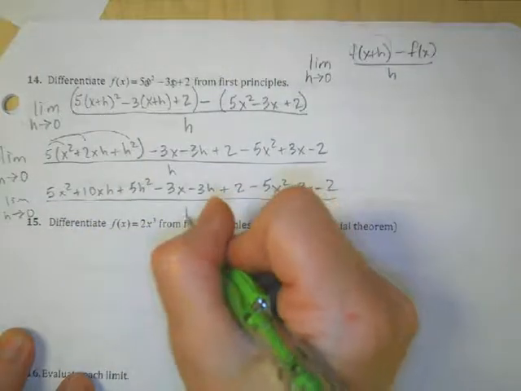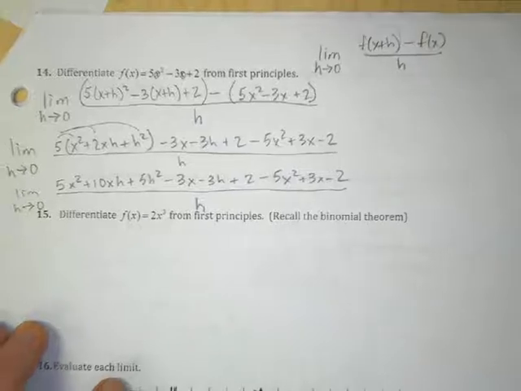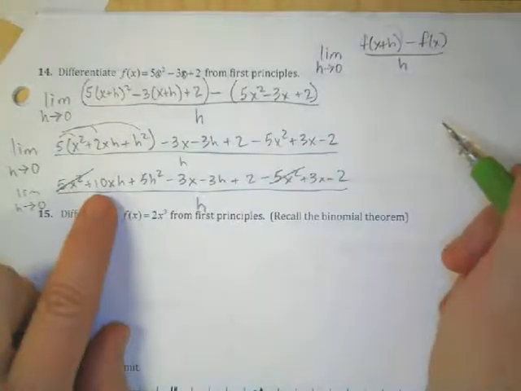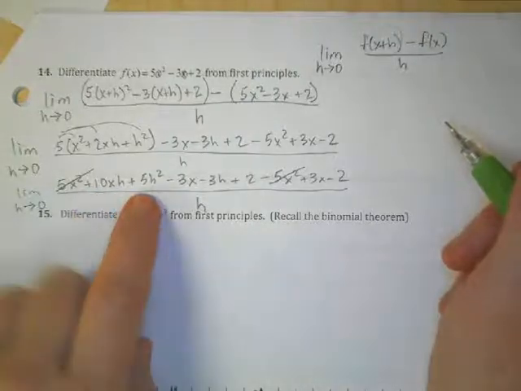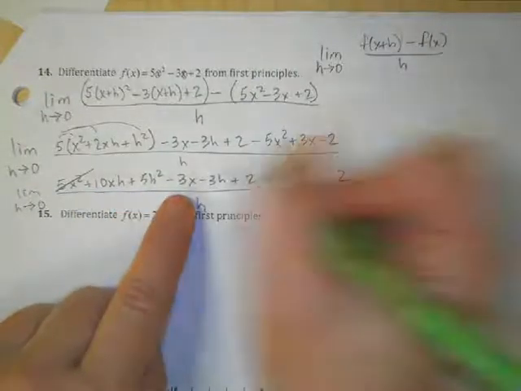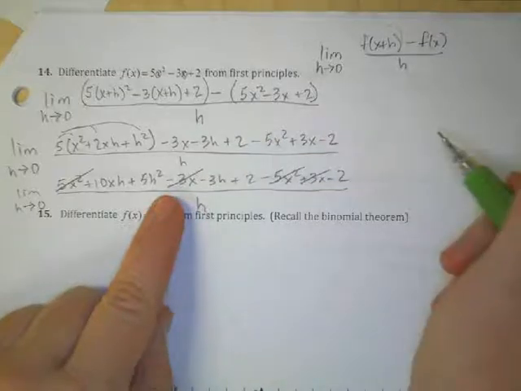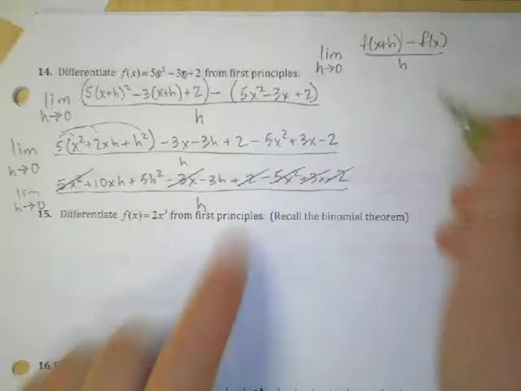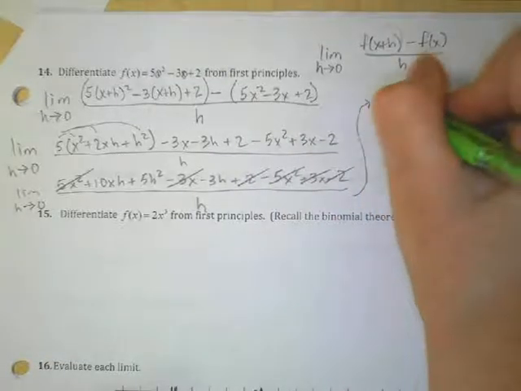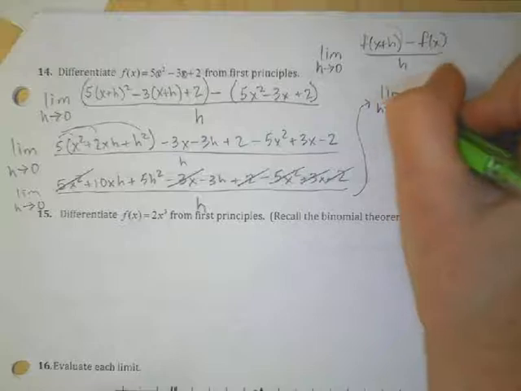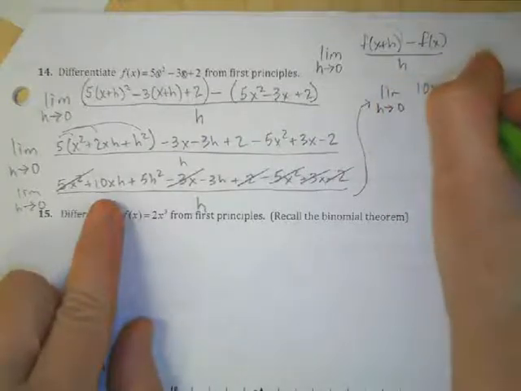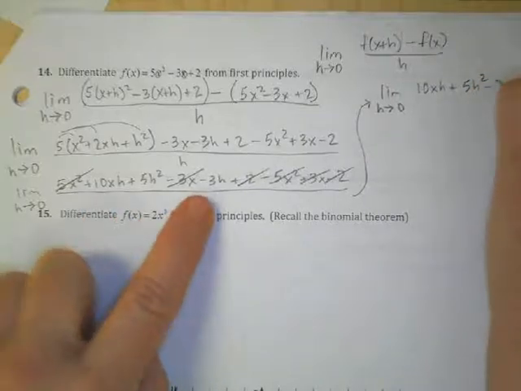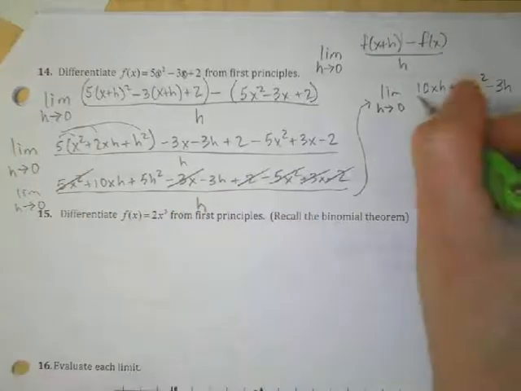Now I'm ready to get rid of stuff that's repeating. 5x squared minus 5x squared cancels out. I'm going to keep the 10xh by the looks of it. 5h squared, I'm going to keep that. Minus 3x plus 3x equals 0. Minus 3h, I'm going to keep that. Plus 2 minus 2. So now I have the limit as h goes to 0 of 10xh plus 5h squared minus 3h, that's it, all divided by h.